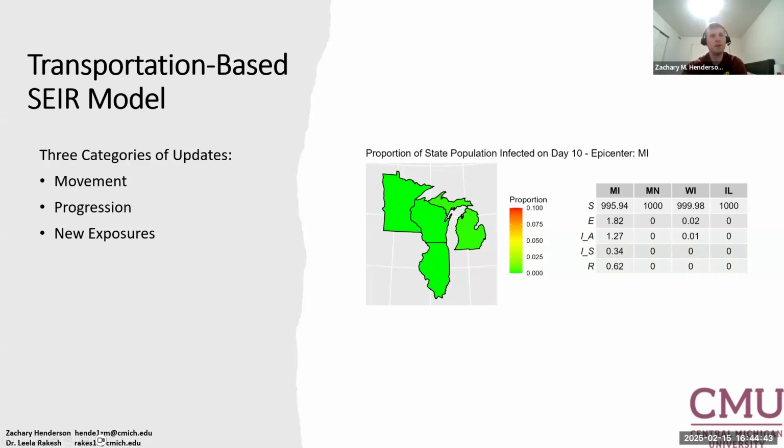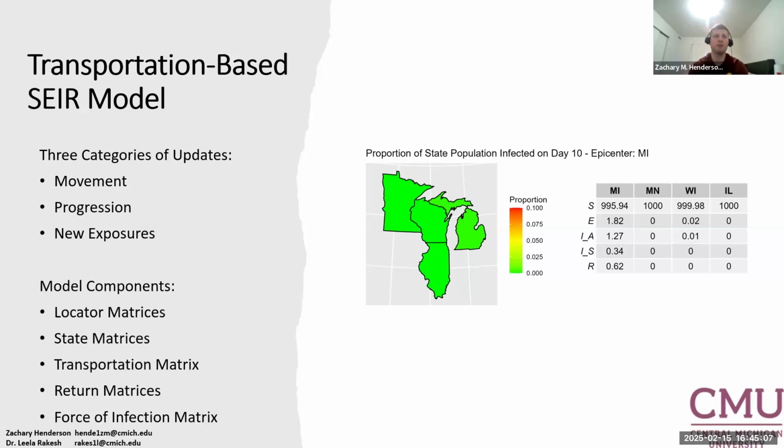But the three categories of updates we have: one is going to be movement between two different states, so that's going to be with the transportation matrix. There's also progression, progressing through the disease states, that's going to be with the D matrix from the SEIR model. And then we also have new exposures, which is going to be analogous to the F matrix from the original SEIR model.